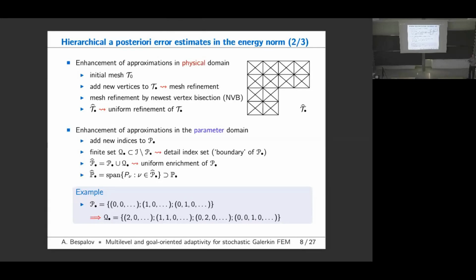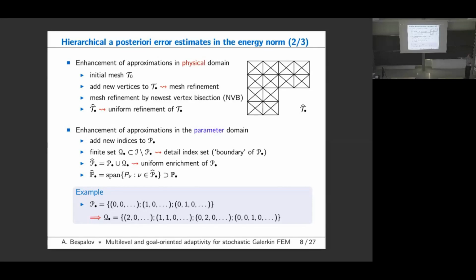On the parameter domain, enhancement means adding new indices in this finite series that was truncated. So you add new indices to your index set. We pick indices not randomly, we pick indices from the so-called boundary of the current index set. If you're not familiar, here is a quick example of the boundary of the index set that consists of all zeros, and then the first random parameter activated and the second parameter activated. So the boundary is formed by adding Kronecker delta indices to each of these and activating a new parameter, which is the third one in this case. You can activate more than one extra parameter if you really want. So this is our uniform enhancement in the parameter domain, basically enriching the index set.